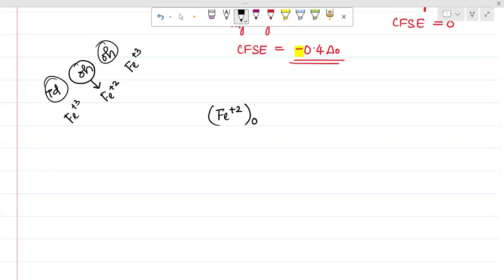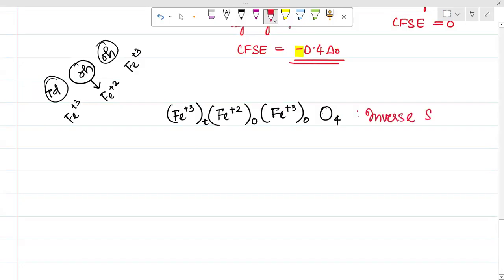So +2 will go to octahedral, one of the +3 will go to tetrahedral, and one more +3 is there, which will go to octahedral, O4. This is how it should be. Correct? So Fe+3 is taking up the tetrahedral position. Fe+2 and +3 are taking up the octahedral position. And this corresponds to an inverse spinel. This is how we do it.